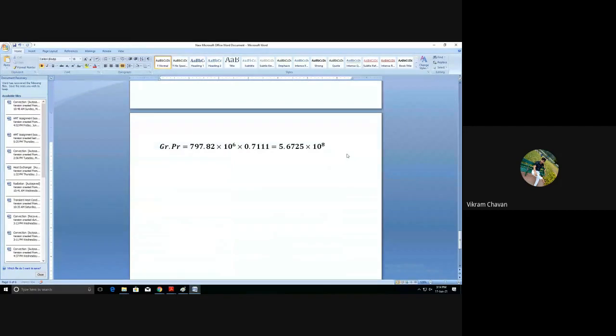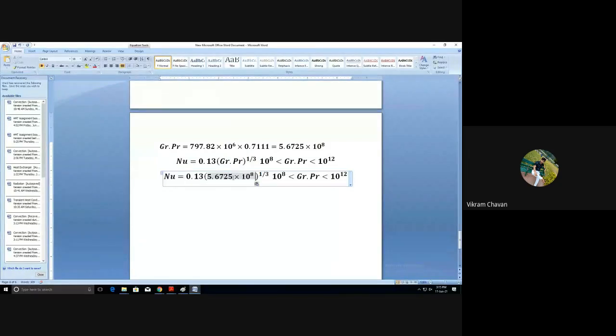Okay, so second condition. The Nusselt number is equal to 0.13 multiplied by the Grashof number multiplied by the Prandtl number, raised to 1 by 3. The Grashof number and Prandtl number product we have already calculated. Just put in that product, raised to 1 by 3, that is nothing but 0.33. So take 5.6725 multiplied by 10 to the power 8, bracket raised to 1 by 3, that is nothing but bracket raised to 0.333.